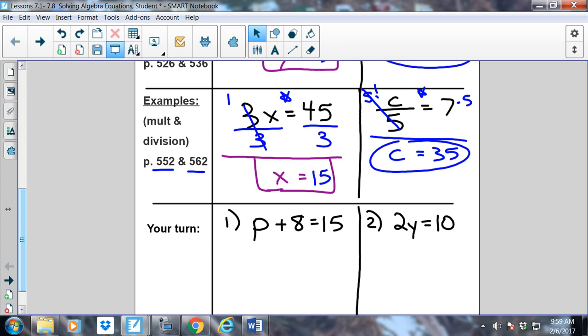What's down at the bottom? Some your turn problems. So give that a try. Number 1: p plus 8 equals 15. Solve for p. And number 2: 2 times y equals 10. What I'm going to be looking for is that you showed the proper steps.